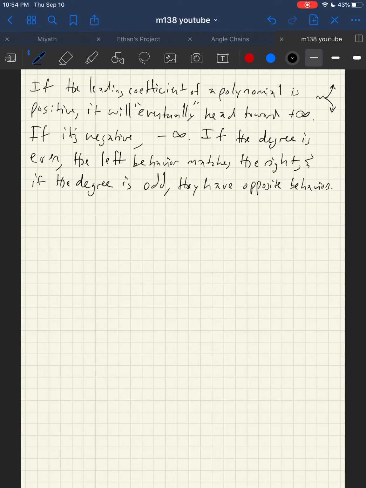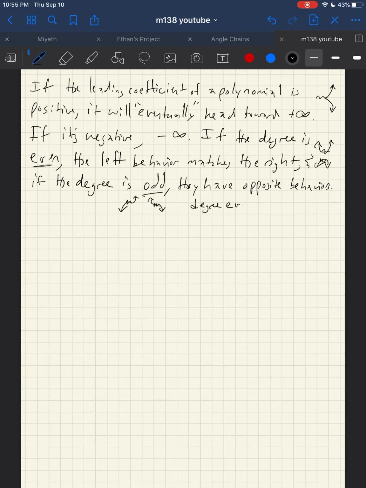So if the degree is even, then I'm going to have either, if it's positive, it's up and up. If it's negative, it's down and down. If the degree is odd, then it'll either go down to up or up to down, eventually with fuzzy stuff happening, squiggles, who knows, whatever, in the middle. That's basically what this is saying.